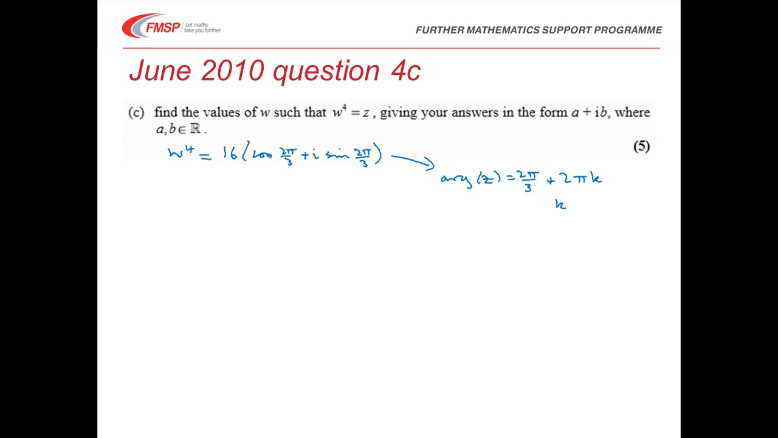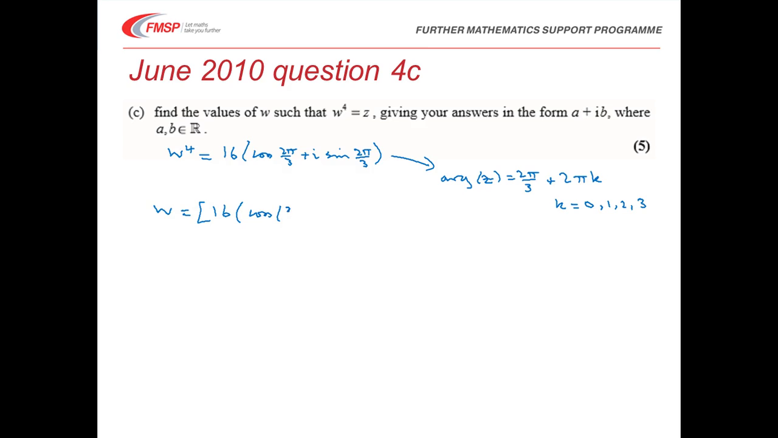Okay, where k is going to be 0, 1, 2 and 3. So by adding on multiples of 2 pi, the argument is intrinsically still 2 pi by 3, but it will allow us to get 4 distinct solutions for w. And it's w that we are particularly interested in.